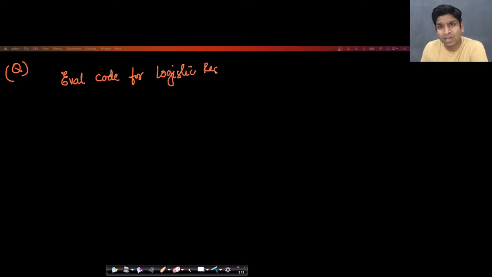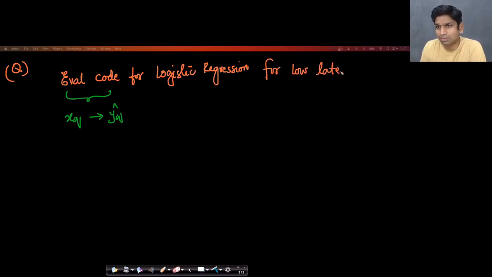Suppose I want to evaluate a logistic regression model. What does evaluation mean? Just to be precise so that we are all on the same page: I give you a query point XQ, and you have to return YQ hat, the probability given XQ. This is what evaluation means. So can you implement the evaluation code for logistic regression for low latency and high throughput applications? How do you think about it?